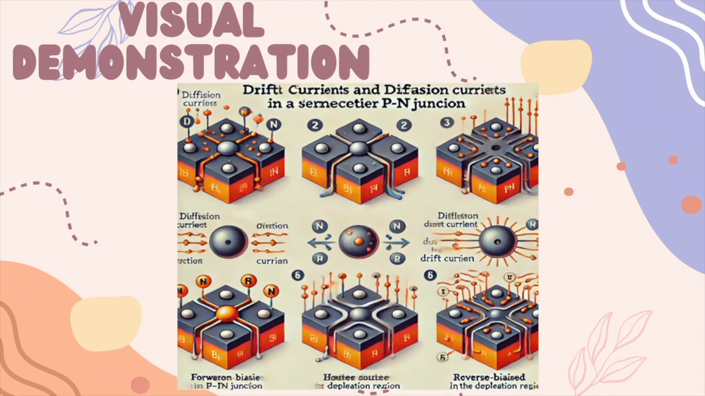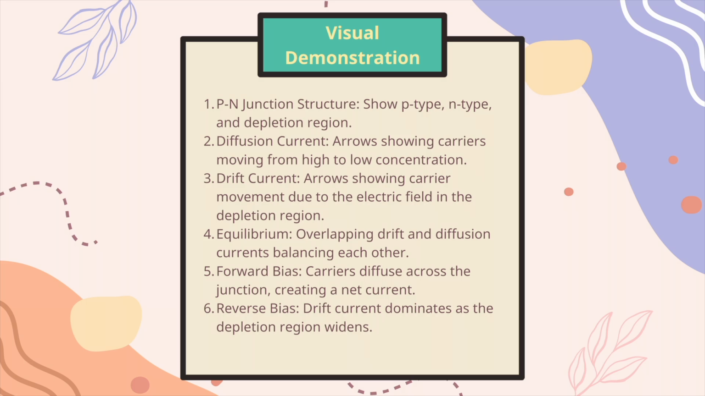This is the visual demonstration of drift current and diffusion current. 1. p-n junction structure. Show p-type, n-type and depletion region. 2. Diffusion current. Arrow showing carriers moving from high to low concentration. 3. Drift current. Arrow showing carrier movement due to the electric field in the depletion region. 4. Equilibrium. Overlapping drift and diffusion currents balancing each other. 5. Forward bias. Carriers diffuse across the junction creating a net current. 6. Reverse bias. Drift current dominates as the depletion region widens.